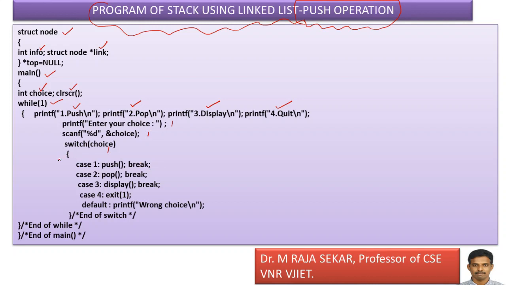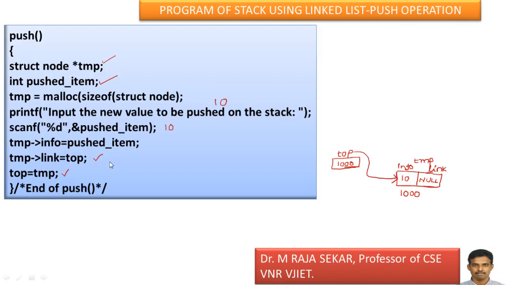This is the switch beginning. This is the switch ending. Again, end of while. This while is an infinite loop. Again, I must go back to while(1). Again, options will get displayed. Let me say again I entered number 1. That number 1 will get stored in choice. switch(choice) means switch 1, case 1, push. Push means function call. Again, I must go to the definition of this function.